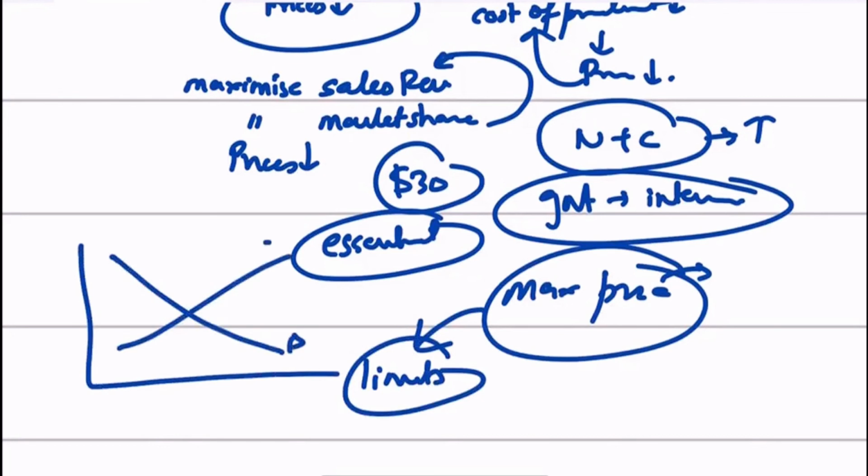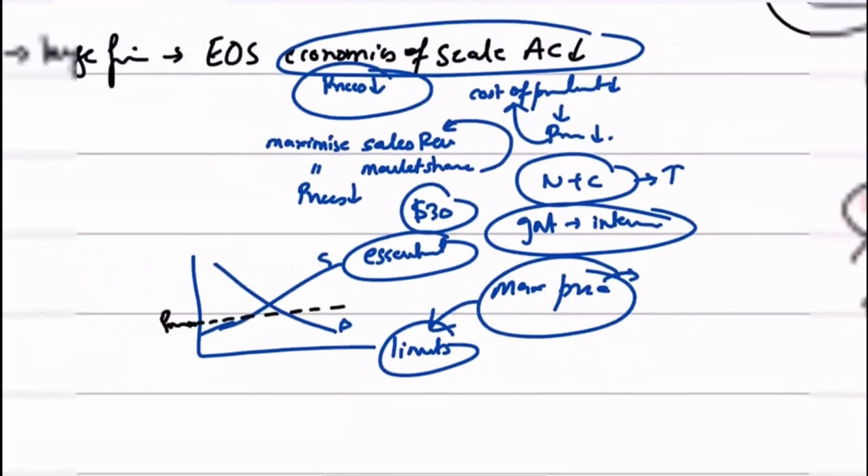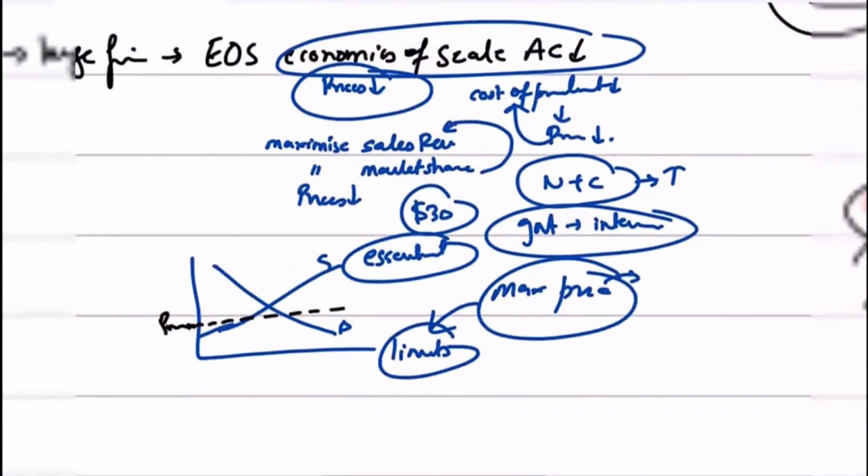We talked about price controls, and we said that the government will intervene and will put a maximum price, and the price can actually not exceed beyond P max, right? So these are some of the reasons why mergers will not end up increasing the price of the product.